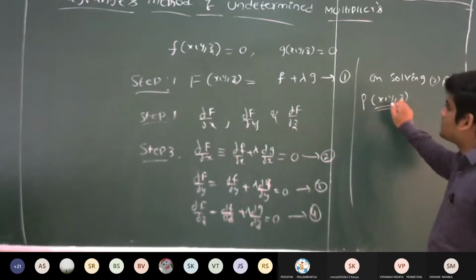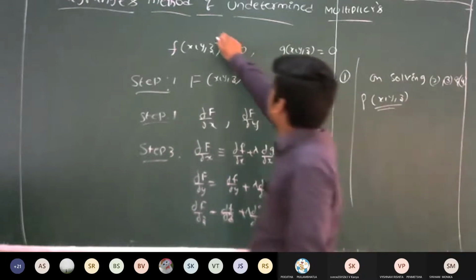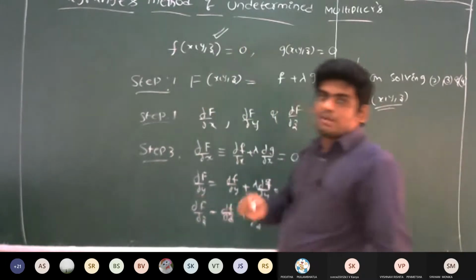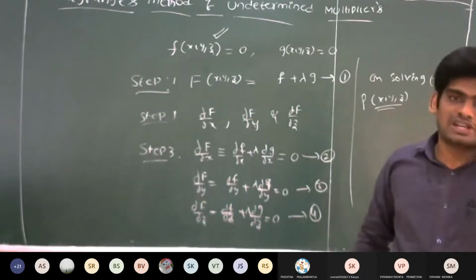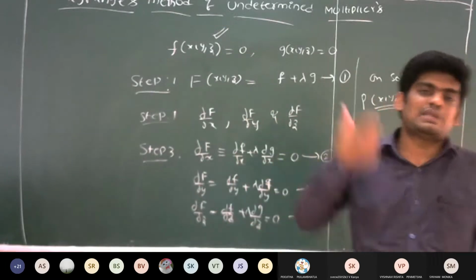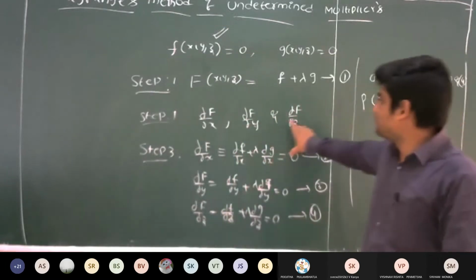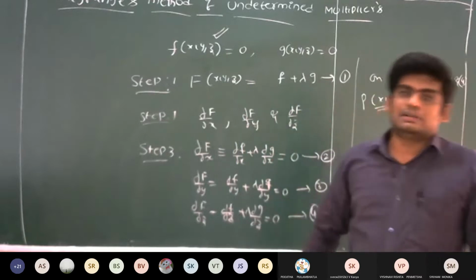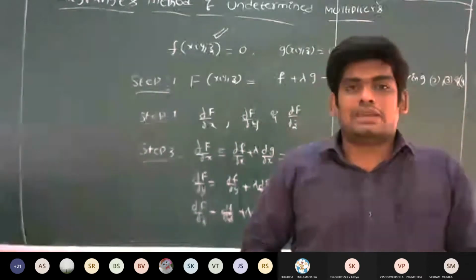So you have to substitute this point in the given equation, that is f of x comma y comma z. Then you will get the required extreme value. So it may be maximum or minimum, it depends upon the given question. It is a very simple method compared to the previous type. It is very easy.